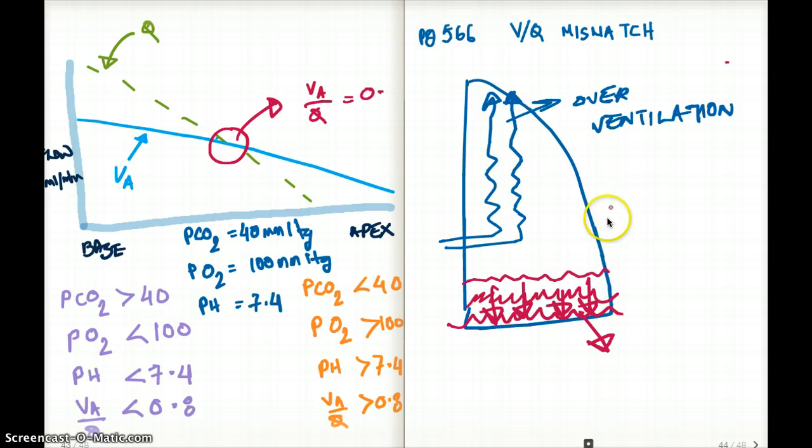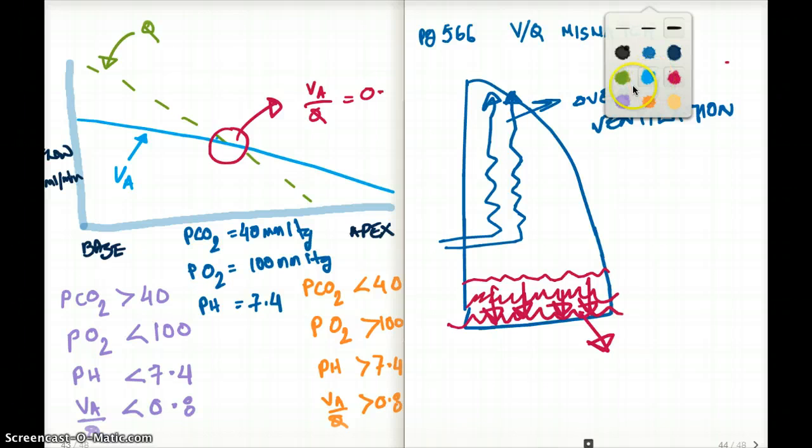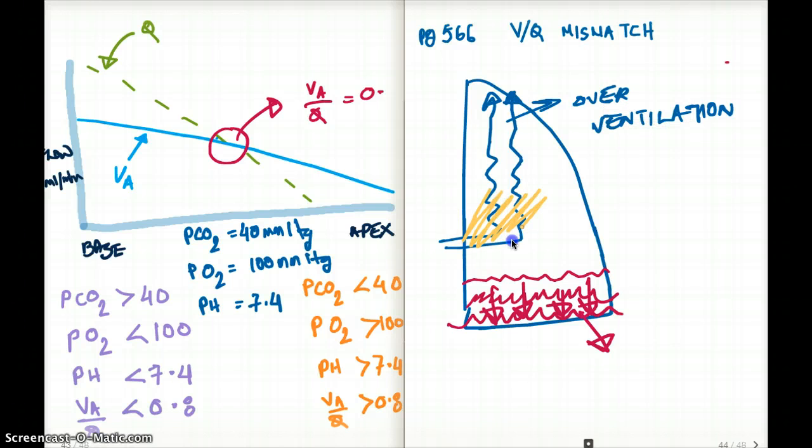So we can say that the apex of the lung gets too much ventilation, more than is necessary, and the base of the lung has too much flow, more than is necessary, right? But the middle region is the area where ventilation and perfusion are close to ideal. Not too much ventilation, not too much perfusion, they kind of balance each other.